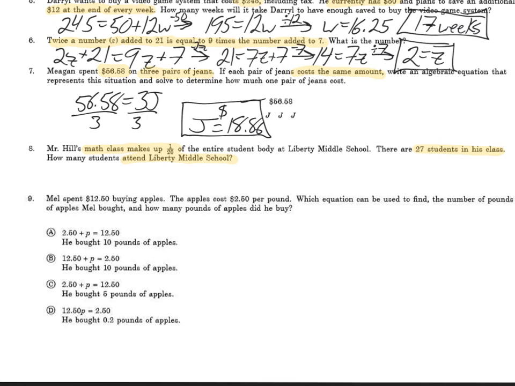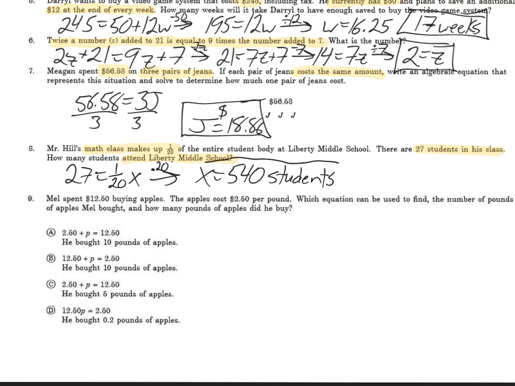So we know he has 27 kids, and that's 1/20th. So 27 equals 1/20th of X, or the people that attend Liberty Middle School. The way that we're going to solve this is we're going to multiply both sides by 20. 27 times 20 is X equals 540 students. So this is my final answer.